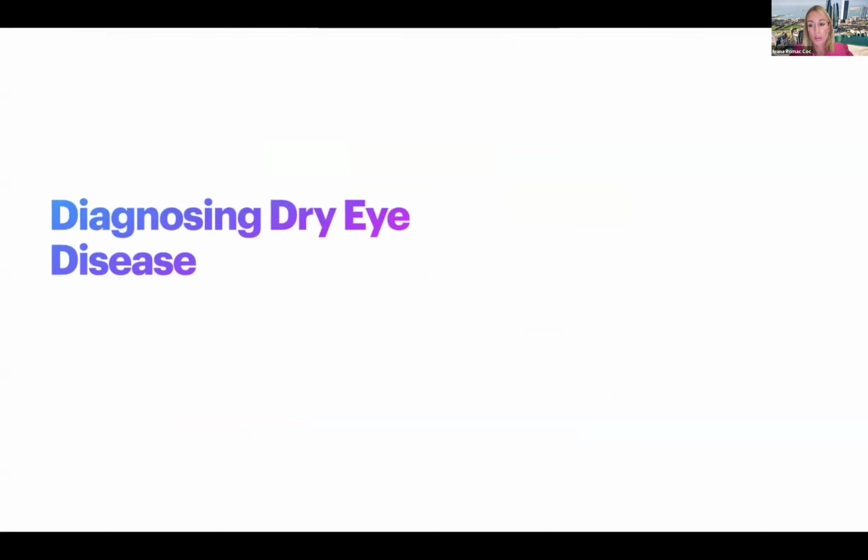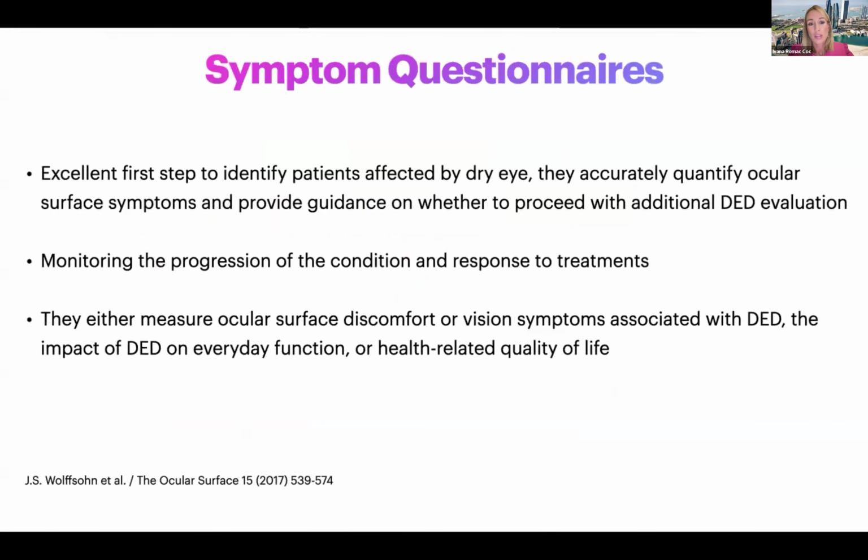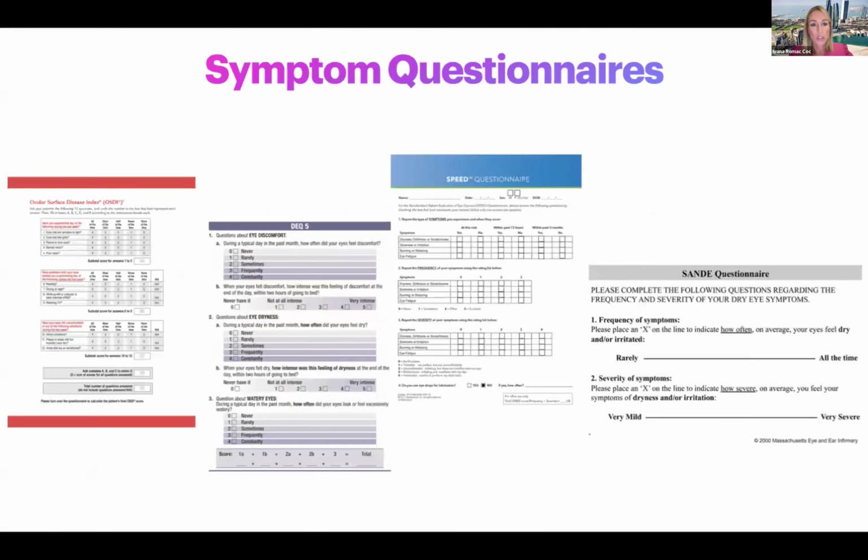We have many diagnostic tools available for diagnosing dry eye disease nowadays. Symptom questionnaires are an excellent first step. They can identify patients who are affected by dry eye. They accurately quantify symptoms, and they can guide us whether to proceed with additional evaluation. They can also be used to monitor progress of disease and response to treatment. Usually they measure ocular surface discomfort, vision symptoms which are associated with dry eyes, and the impact of dry eyes on everyday function. There are many symptom questionnaires available, but the TFOS DEWS II committee recommends use of the Ocular Surface Disease Index and the Dry Eye Questionnaire 5.